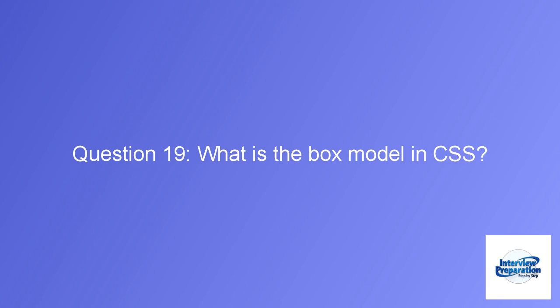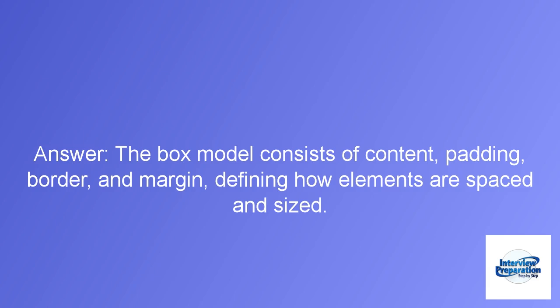Question 19. What is the box model in CSS? Answer. The box model consists of content, padding, border, and margin, defining how elements are spaced and sized.